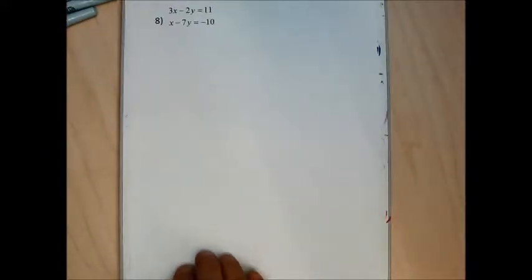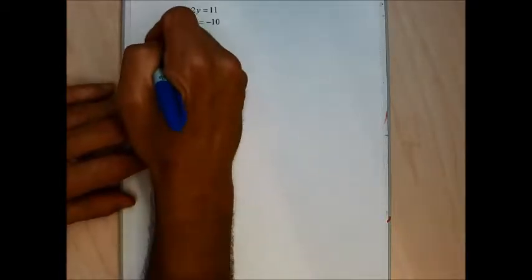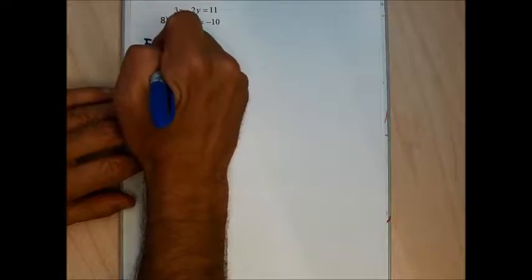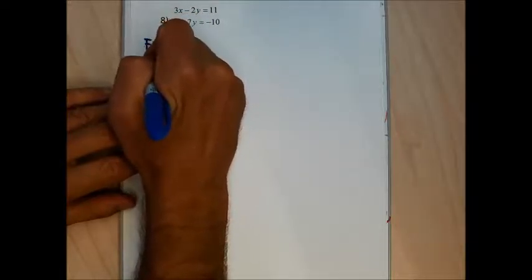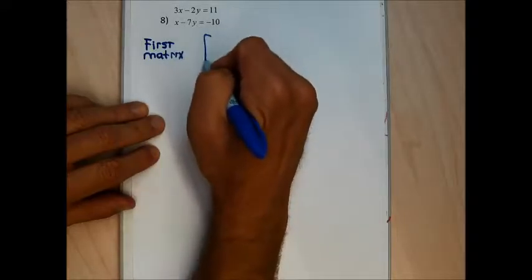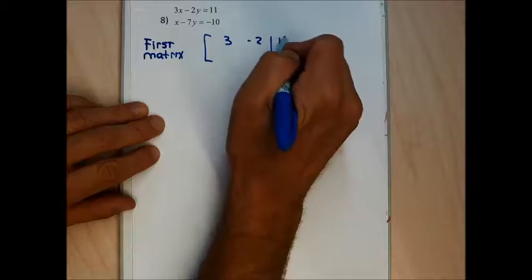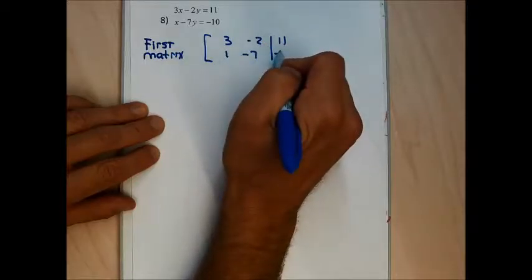Do the same thing for problem 8. I'll do it by hand and then I'll do it on my calculator. So the first matrix, and again, I would never solve these using matrices unless I was specifically told to use matrices, in which we are here. So the first matrix is going to be 3, -2, 11, 1, -7, -10.